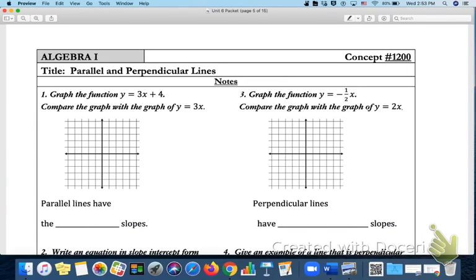Algebra 1, Concept 1200, Parallel and Perpendicular Lines.